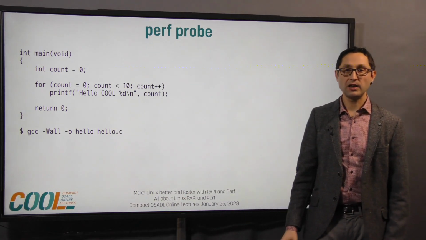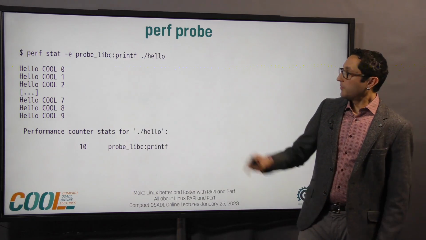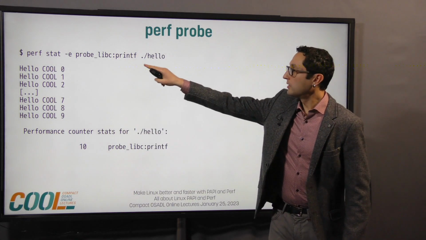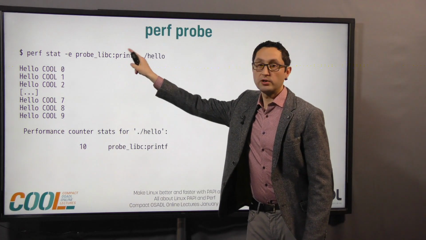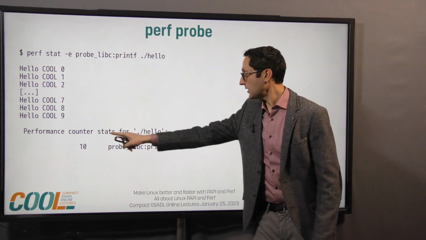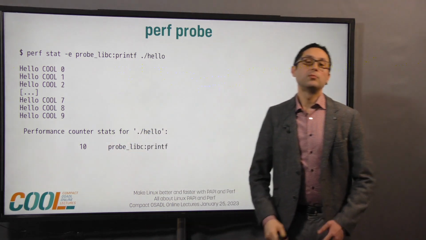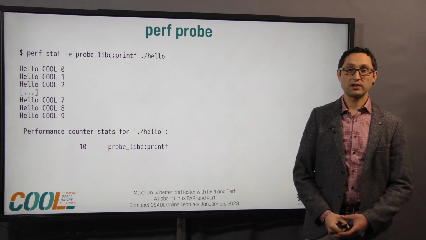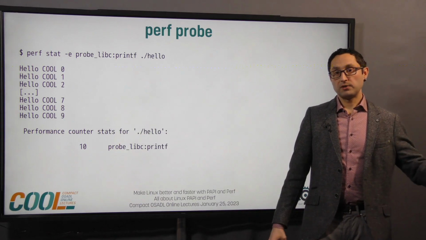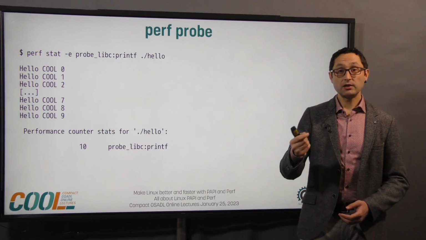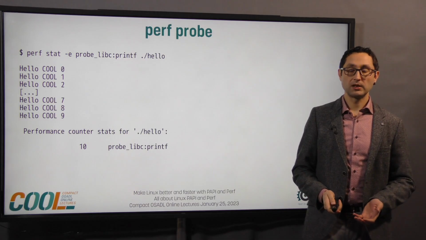I can just compile it, and I just link to the standard C library. In the next step, I run the program within perf stat, and I tell perf that I want to count the probe-libc printf event. I run the program, and if I look into the statistics, we can see that printf has been called exactly 10 times. Now we get the full thing from the application down to the kernel. We can dynamically inject probes even in the application without recompiling it.